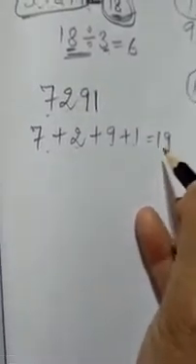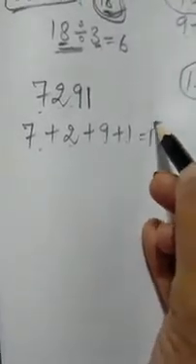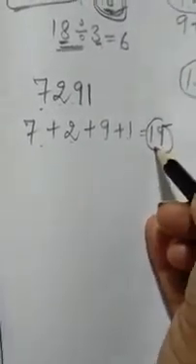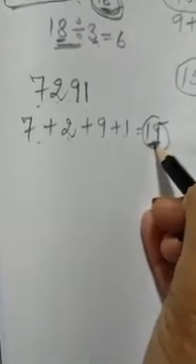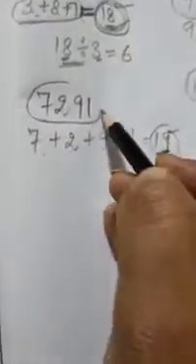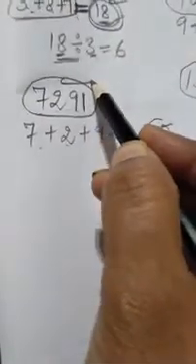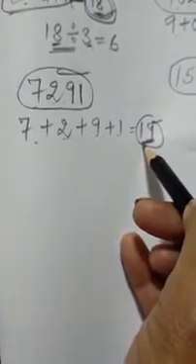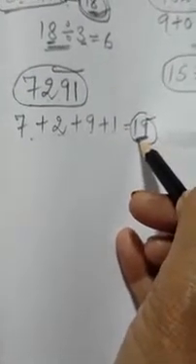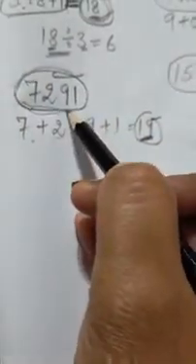Yes, we got 19. And you can see in the table of 3 we are not getting 19. The sum of the digits is not divisible by 3, so this number is also not divisible by 3. 19 is not divisible by 3, so this will not be divisible by 3.